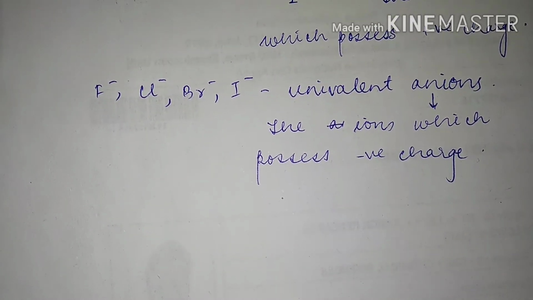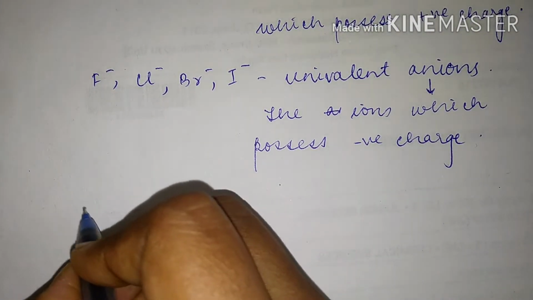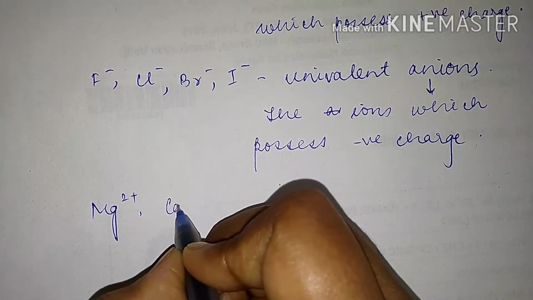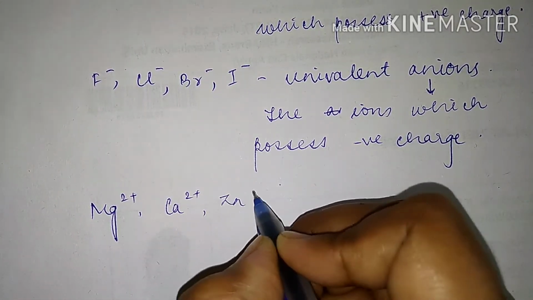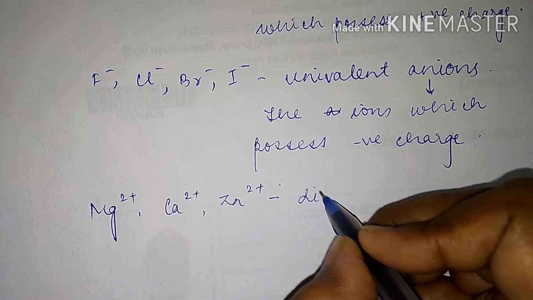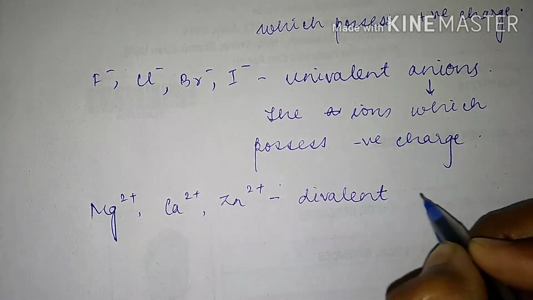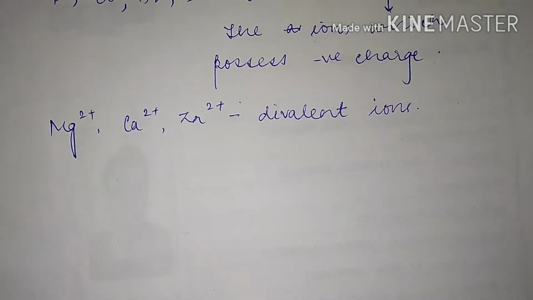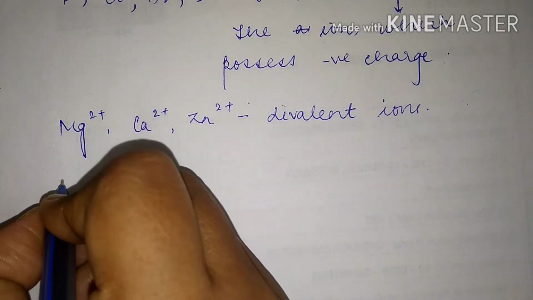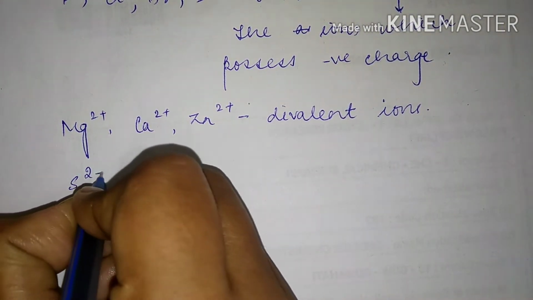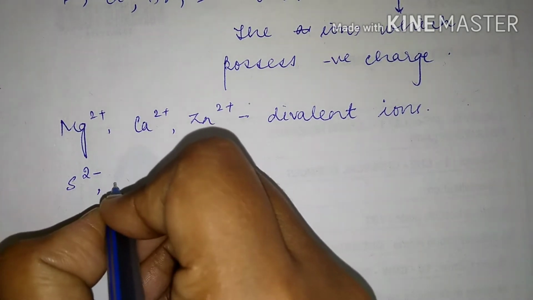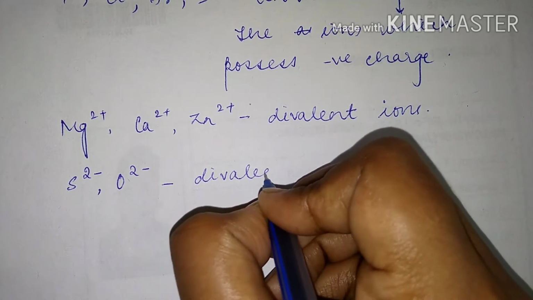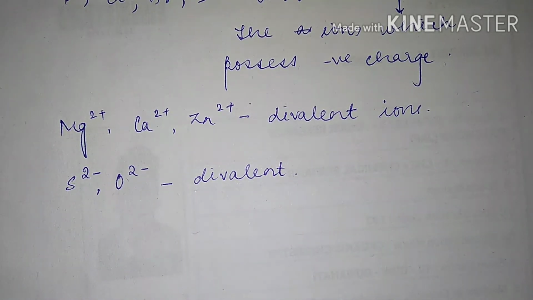Now the next part is we take a divalent cation. Examples are Mg2 plus, calcium 2 plus, or zinc 2 plus. These are all called divalent ions or divalent cations. The examples of non-metals which we can take are sulfur, then O2 negative. All these are called divalent ions or divalent anions.